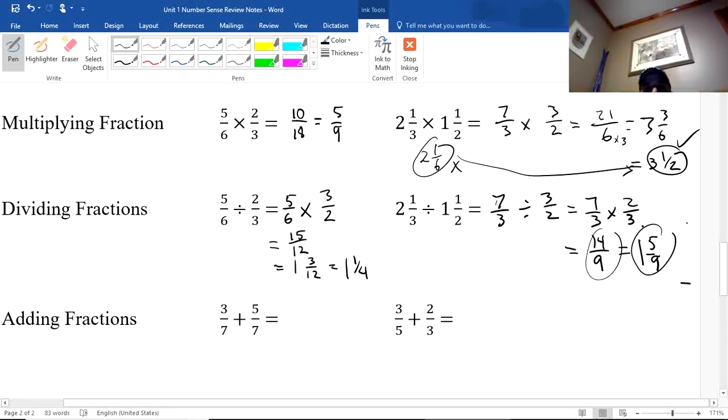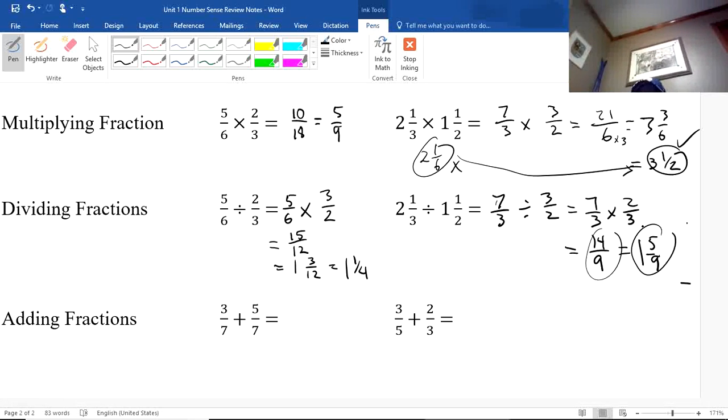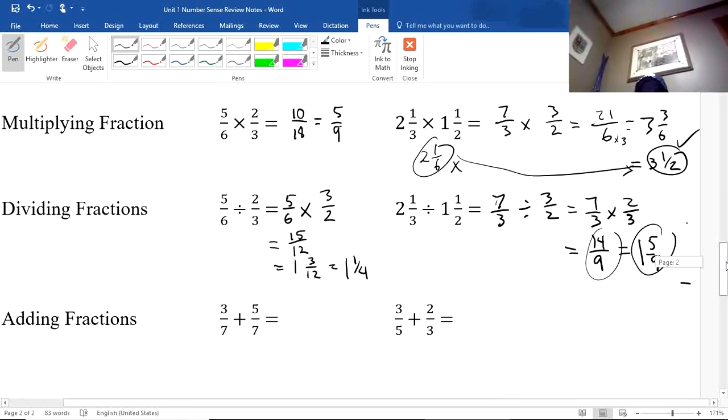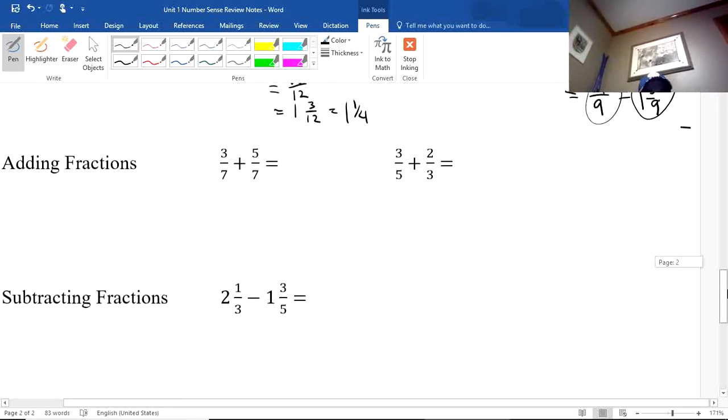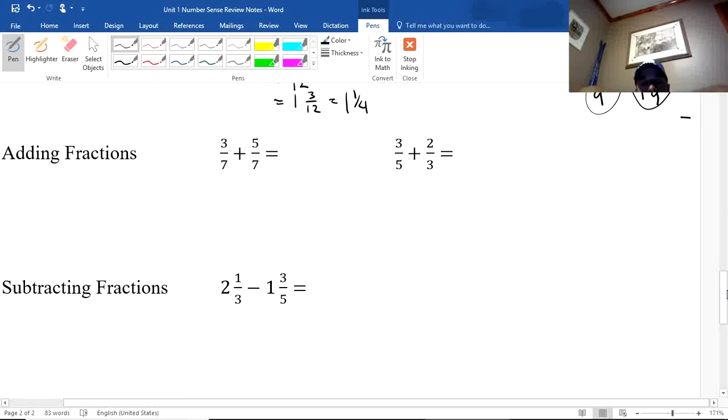All right, let's move down to adding and subtracting. That tends to be one of the more difficult aspects for kids with respect to fractions, although there's tons of places to make mistakes when you deal with fractions, okay?